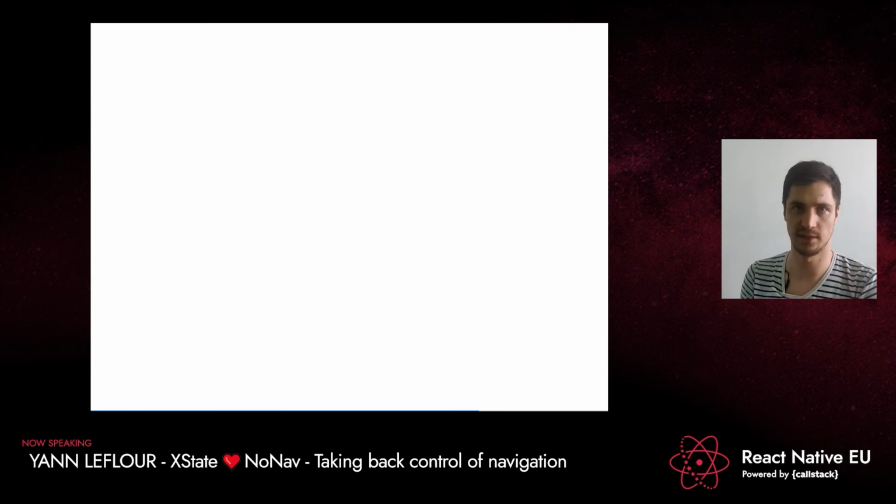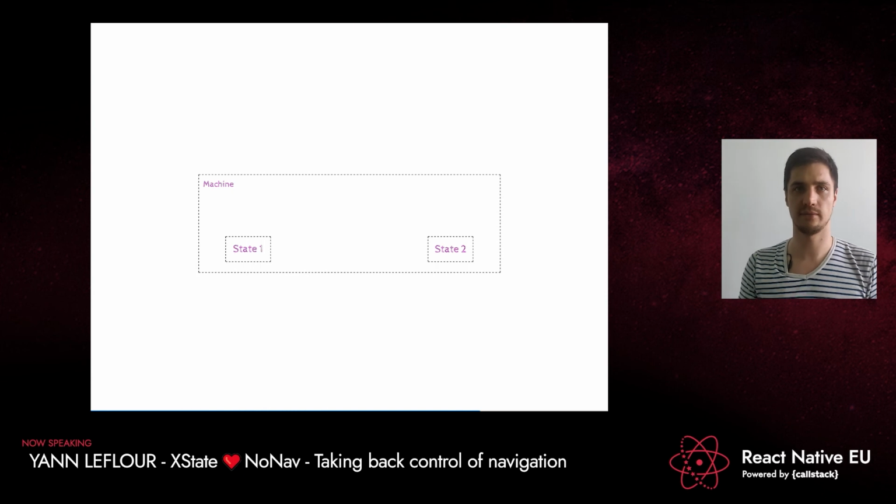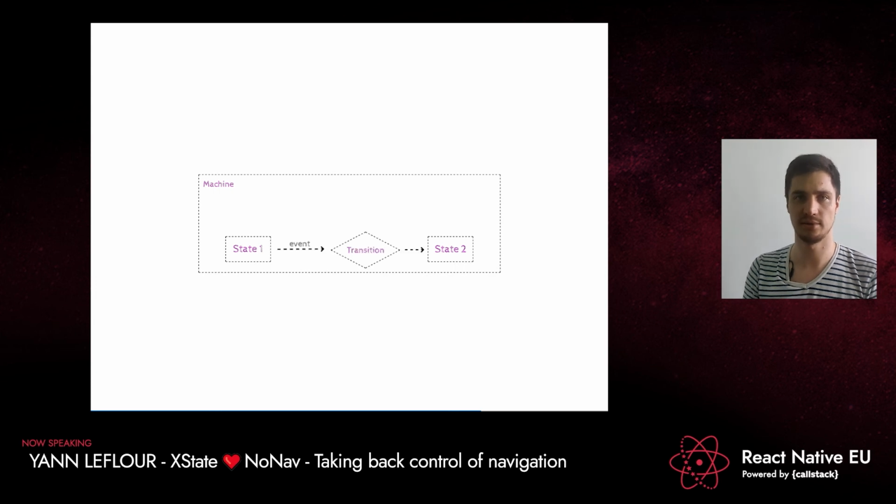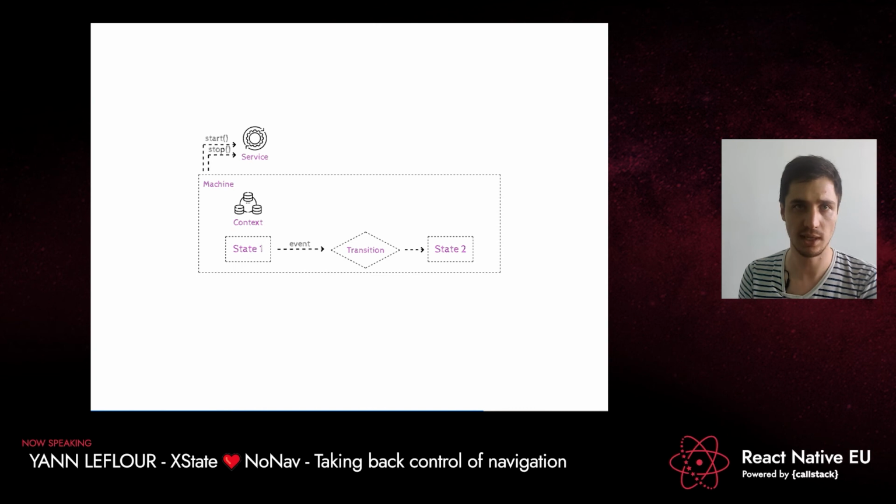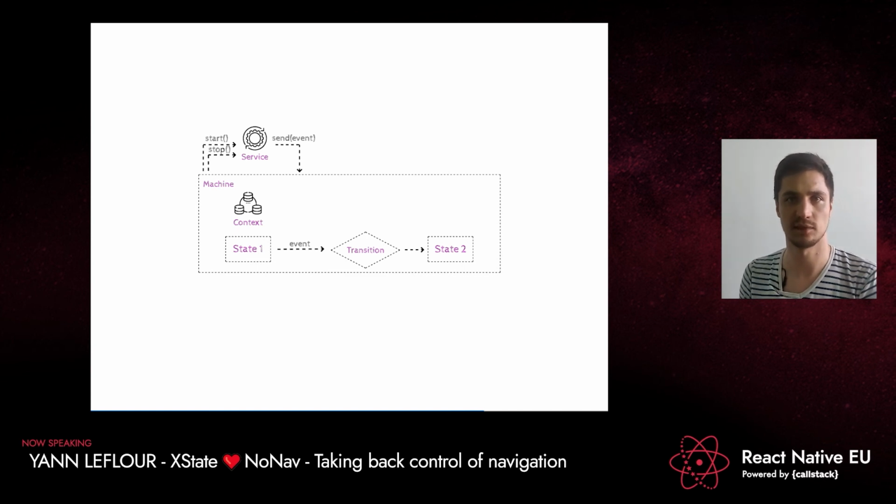Here is a simplified explanation of the core blocks of a state machine. The main blocks are the states representing our system at a specific point in time. When receiving events, we transition between states. We also have a context to share data between states. And services, which are side processes controlled by the machine that can send events to it. Finally, there are actions, which are side effects.